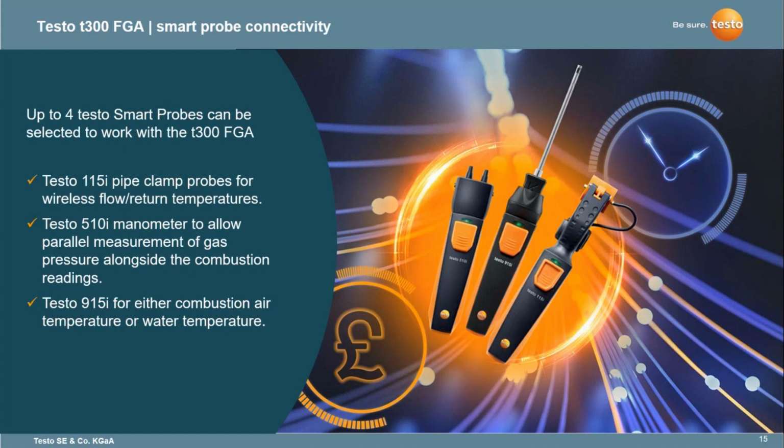and those 4 probes have got to come from this range of 3 probes here. So typically, what we're seeing is people would use 2 of the 115i's to do the flow and return. They'd use 1 510i manometer to do the gas pressure, and that gives them the 4th instrument, which is the 915i, typically for doing water temperature, let's say, or air combustion temperature if needed.